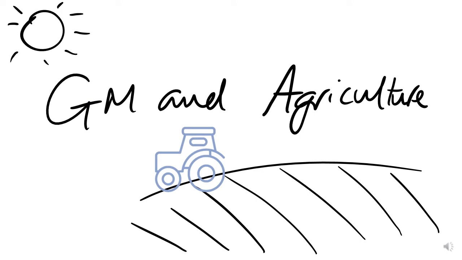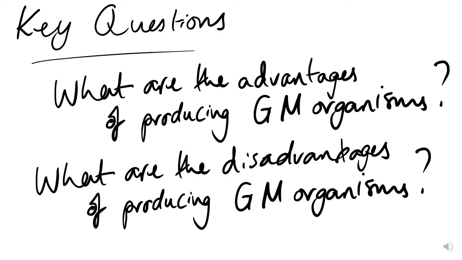This presentation is about GM and agriculture. Our key questions today: what are the advantages of producing GM organisms? And what are the disadvantages of producing GM organisms?